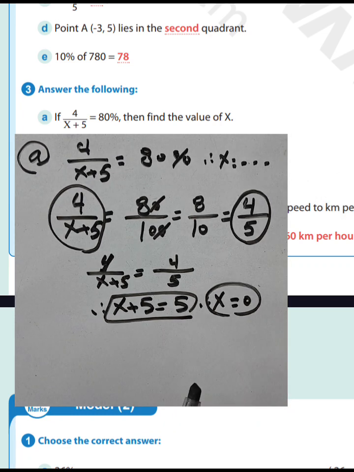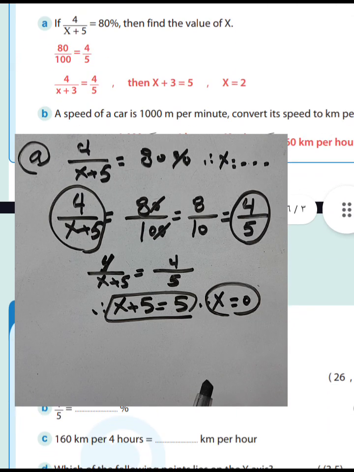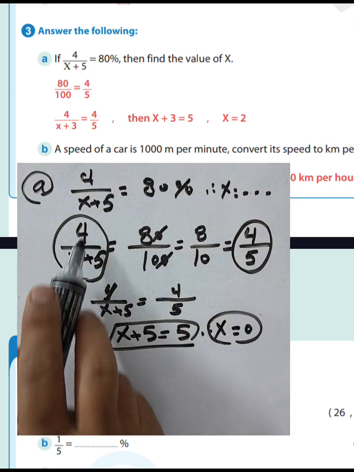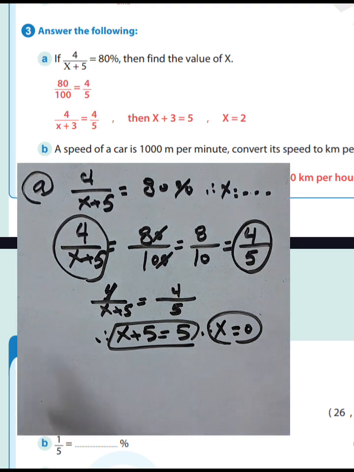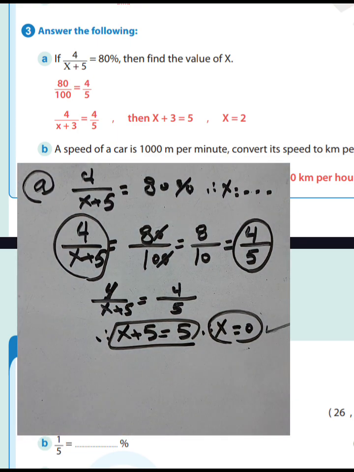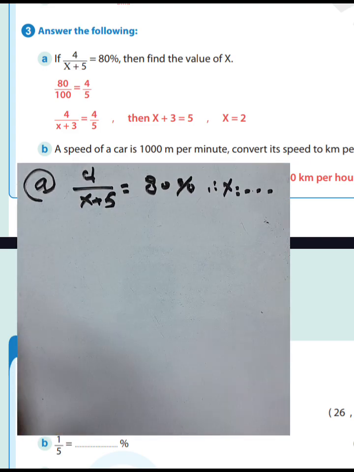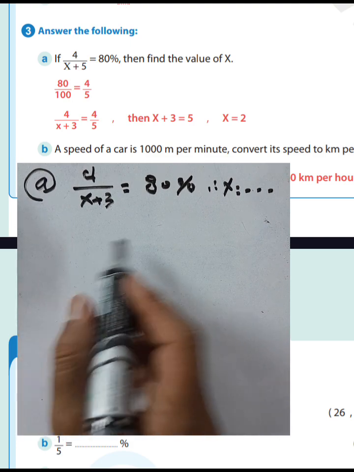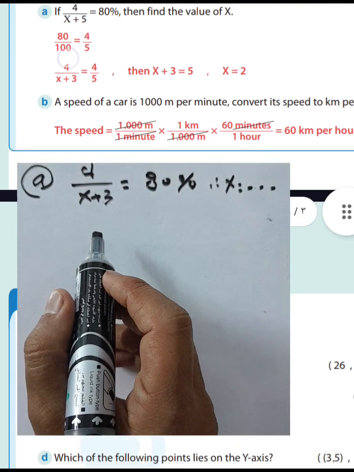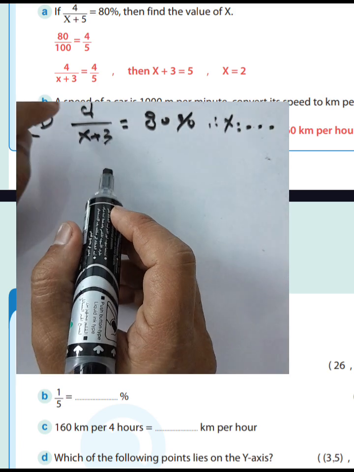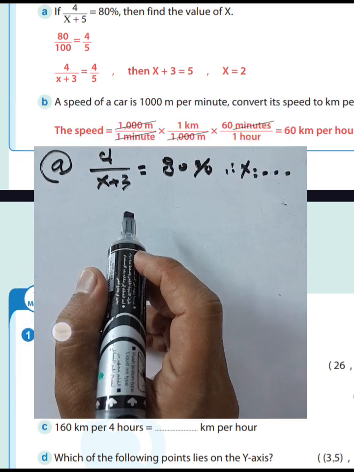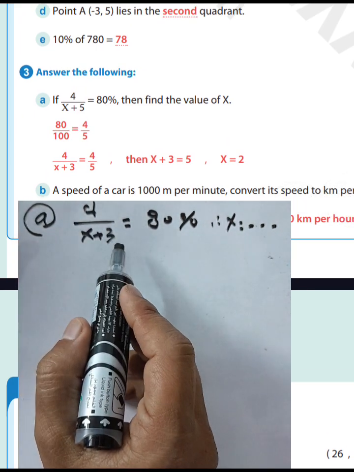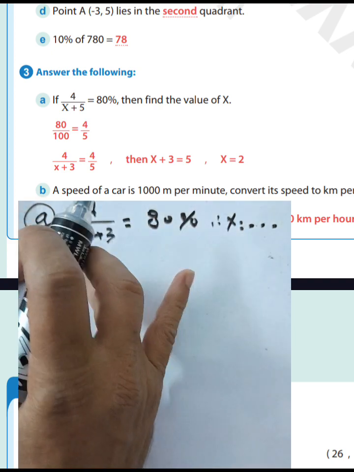But his solution, this example, x will be to how he solves example 4 over x plus 3, not x plus 5. Okay, this result is true. But what about he changes this example? If he writes here 4 over x plus 3 equals 80%, okay, he solves the example by this method. Understood? Again, he writes 4 over x plus 5 in the question, but he writes wrong. Okay, so I will solve this example by 4 over x plus 3.